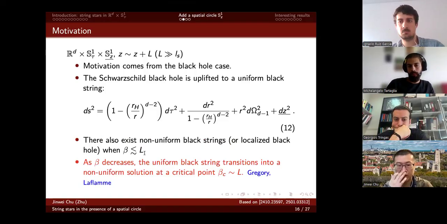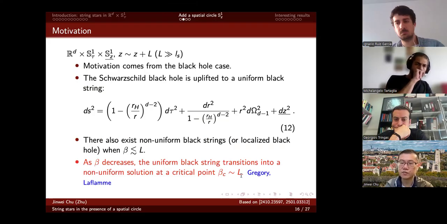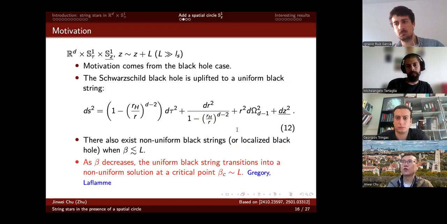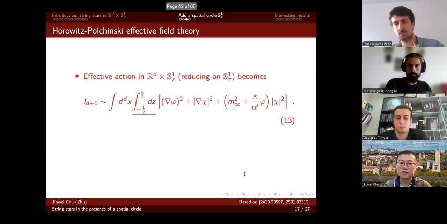What's interesting is that when beta decreases, the uniform black string transitions into the non-uniform black string at a critical point. And this critical point is equal to L up to some numerical factor. And this transition is the famous Gregory-Laflamme instability. And as I mentioned, this GR is only valid when beta is much larger than L string. And what I want to investigate is if there's any analog of Gregory-Laflamme instability when beta is of string scale, in particular when beta is near the beta Hagedorn.